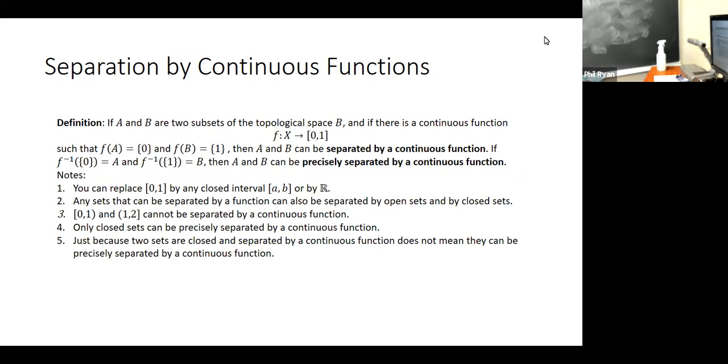There's kind of obvious reasons why things can't be separated by functions. For example, this half open interval and this half open interval can't be separated by a continuous function, right? Because whatever value f of 1 was, you'd have to agree with that. So you can't get a continuous function separating those two things.